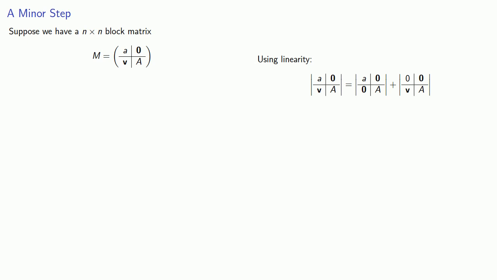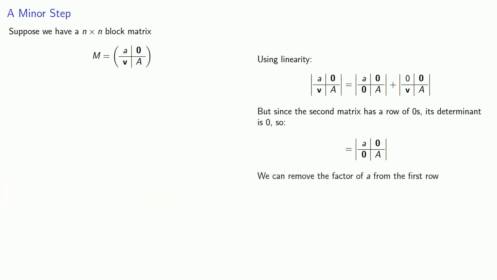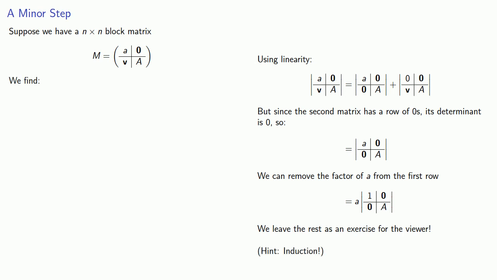But now notice the second matrix. There's a row of zeros, and since the second matrix has a row of zeros, its determinant is 0, and so the determinant of our original block matrix is the same as the determinant of this slightly simpler matrix. And because of linearity, we can remove the factor of a from the first row, and so I just need to find the determinant of this matrix, and we leave the rest as an exercise for the viewer, hint: induction. And this gives us the following theorem.